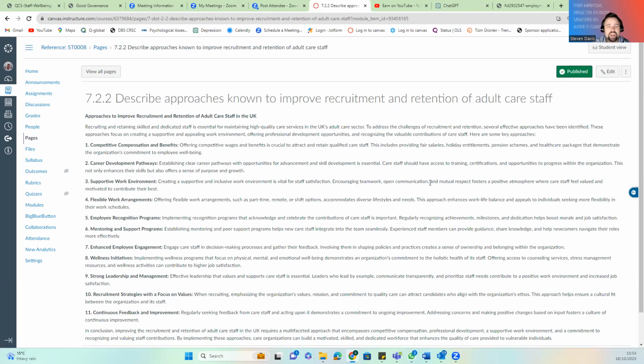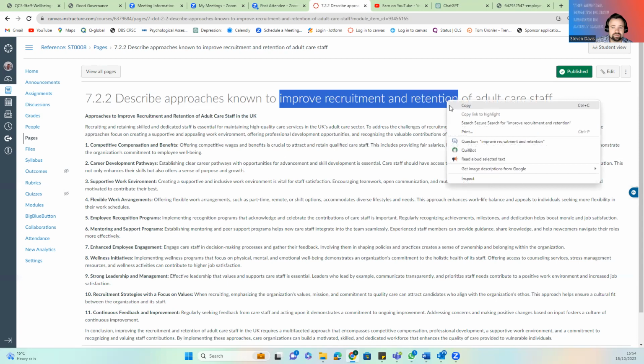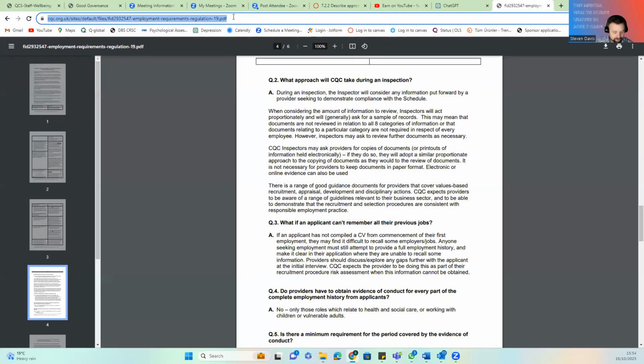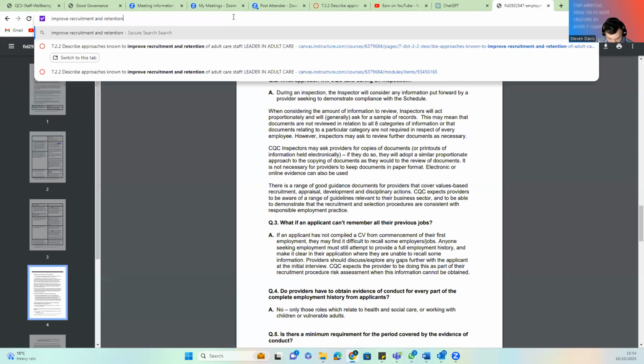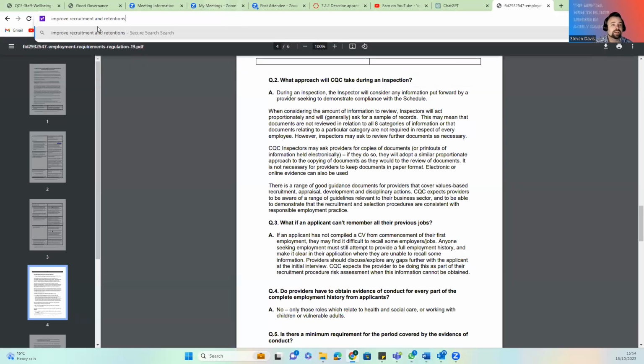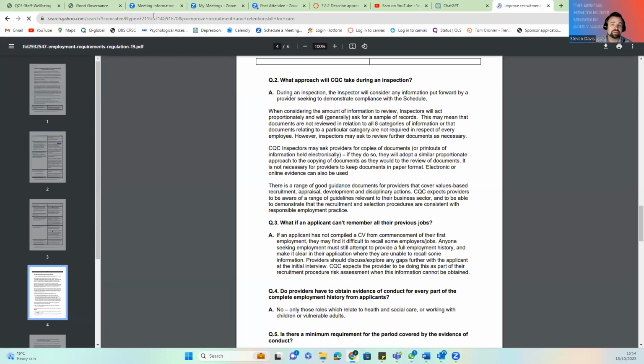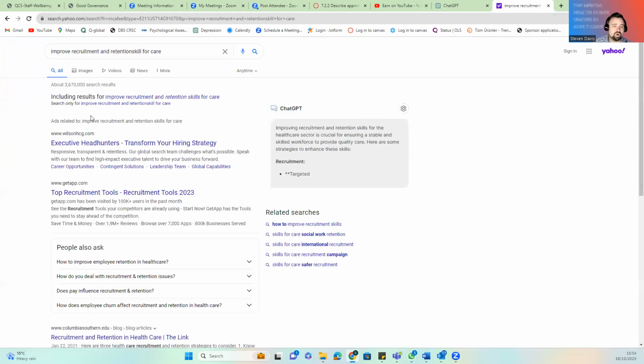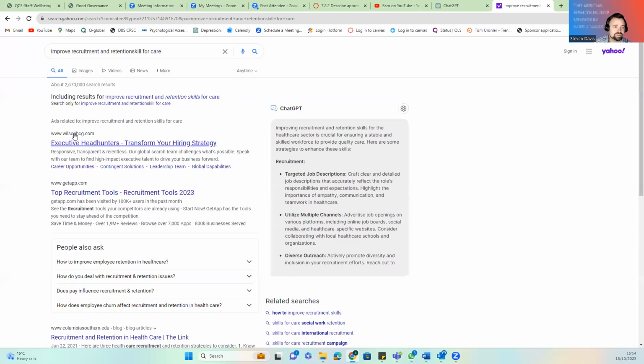So describe the approaches to know and how to improve recruitment and retention of adult care staff. So again, this is all great, but what I want to give you here is Skills for Care, because let's not reinvent the wheel. For some reason, my internet is going so slow. Skills for Care. So Skills for Care have a whole section on recruitment and retention.